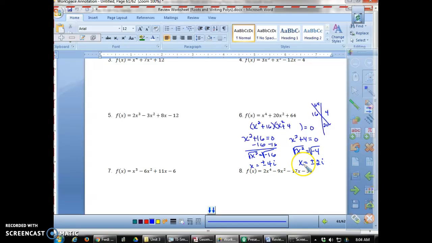So these are 4 imaginary roots, and you would never find them on the graphing calculator, so you're going to have to factor sometime on the test. Not often, but make sure you know how to do ones like this. It's not hard once you understand how to do it. Okay, let's look at number 8.